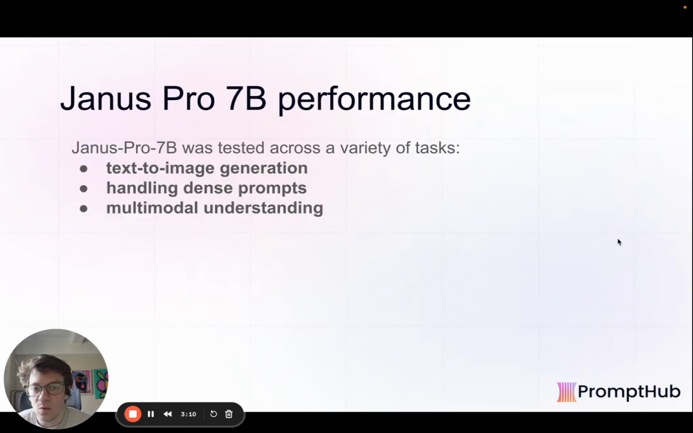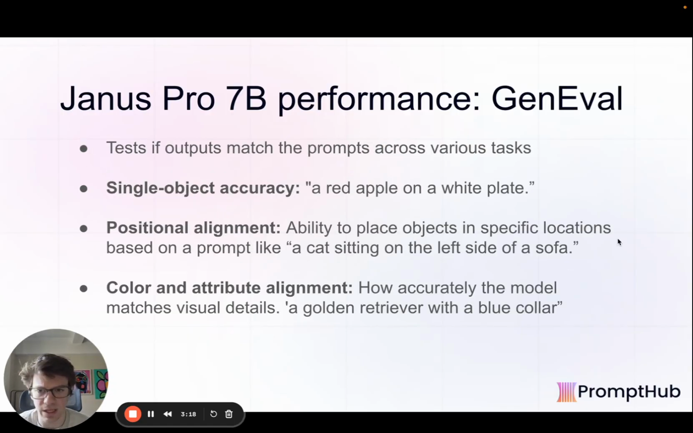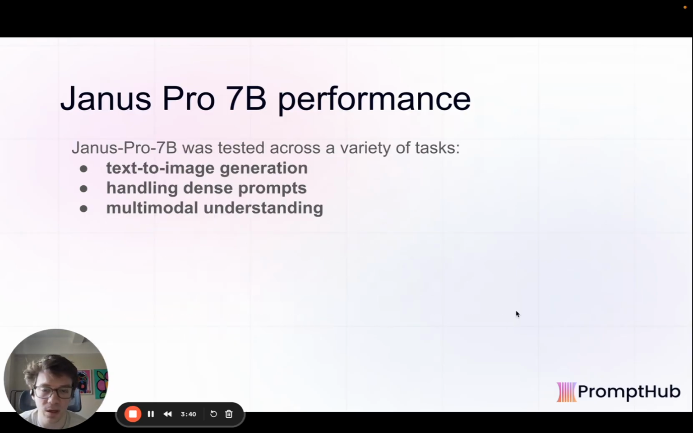And so we'll look at a couple of benchmarks, specifically text to image, handling more dense text-to-image prompts, and then multimodal understanding. The first benchmark is called GenEval, which is just a bunch of prompts for creating images. There are simple ones like a red apple on a white plate. There are ones where you're looking for positional alignment, so a cat sitting on the left side of the sofa, and then there's one where you're looking for color and attribute alignment, so a golden retriever with a blue collar.